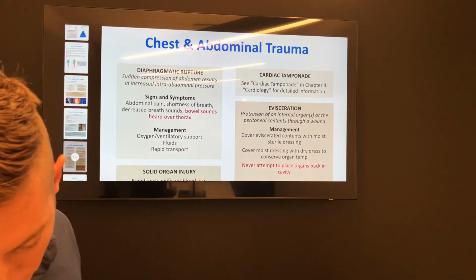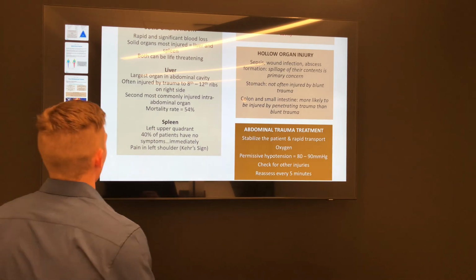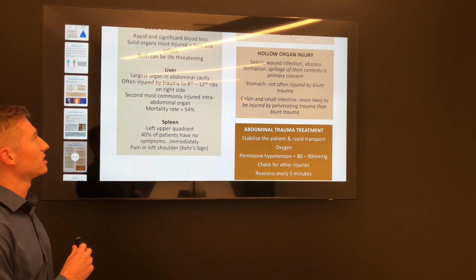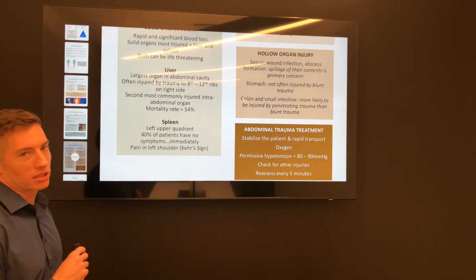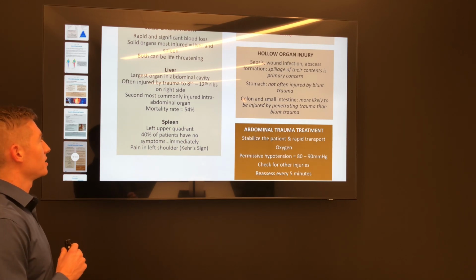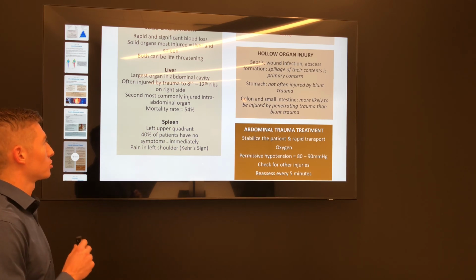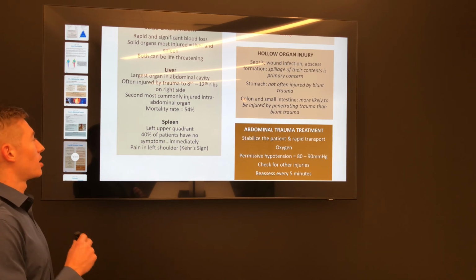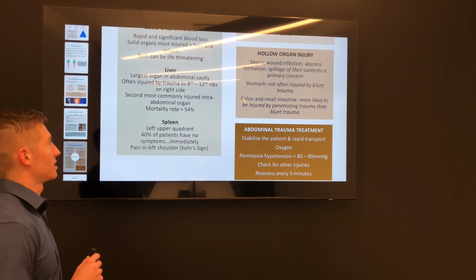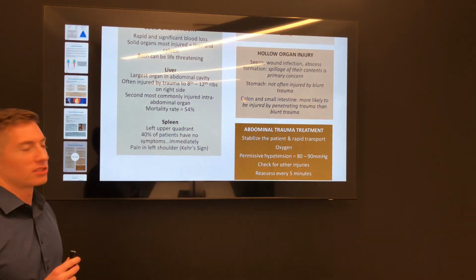So if we have a solid organ injury, there's going to be rapid and significant blood loss. Solid organs most injured are the liver and the spleen. Both can be life-threatening. The liver is the largest organ in the abdominal cavity, often injured by trauma to the 8th and 12th ribs on the right side. So second most commonly injured intra-abdominal organ, your mortality rate is going to be 54% if it's the liver. Shot to the liver, pretty much dead. Spleen, same, because that's where most of your blood is stored.